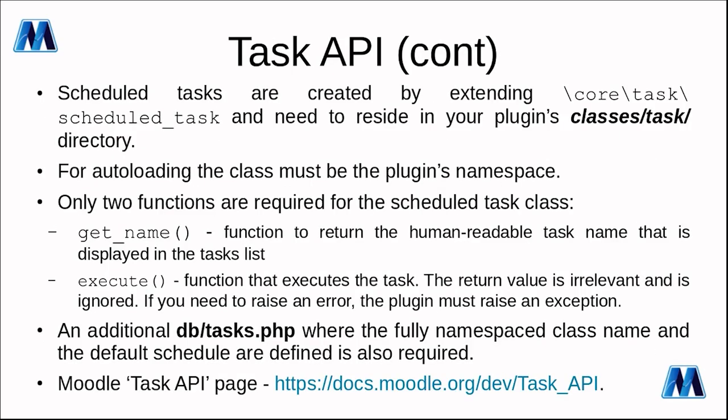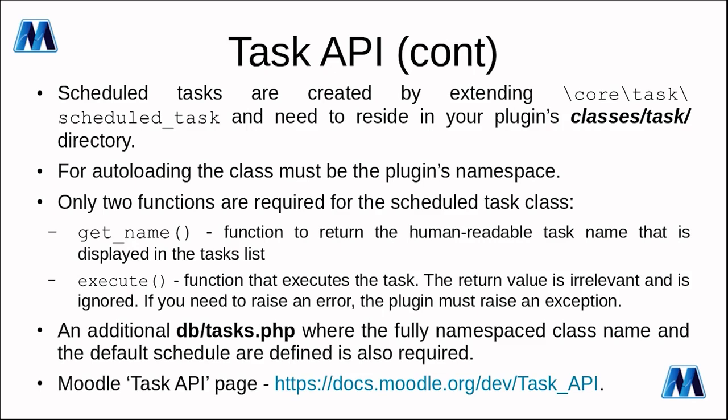Right, so scheduled tasks are created by extending the scheduled task core class, and your task classes need to reside in the classes/task directory of your plugin. For auto-loading, the class must be in the plugin's namespace. Only two functions are required for scheduled tasks: the get_name function, which returns the name of the task, and execute. That's the function that actually does the work of the task. The return value is irrelevant and is ignored. You need to raise an exception if you want to raise an error, and errors are logged.